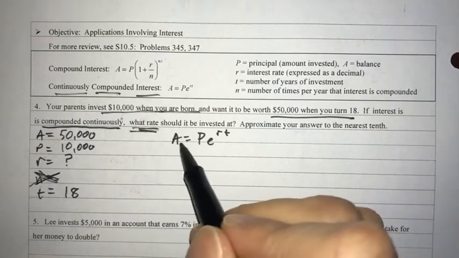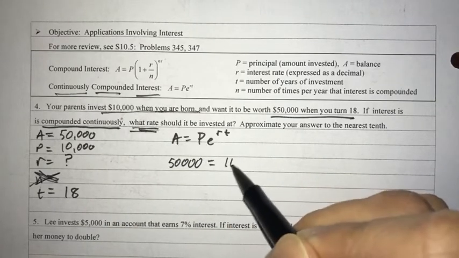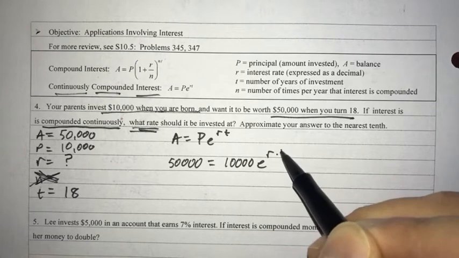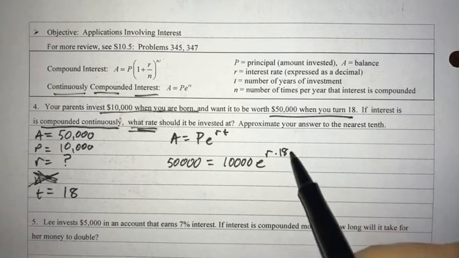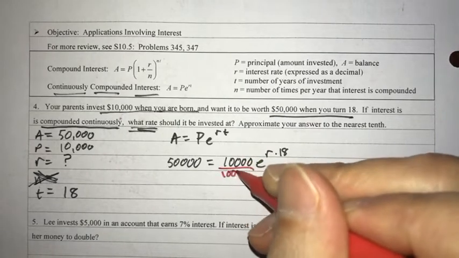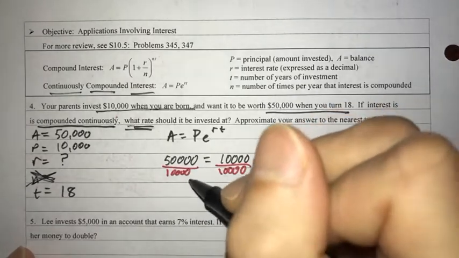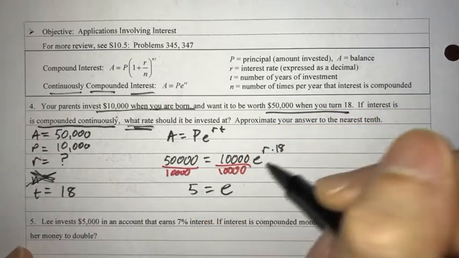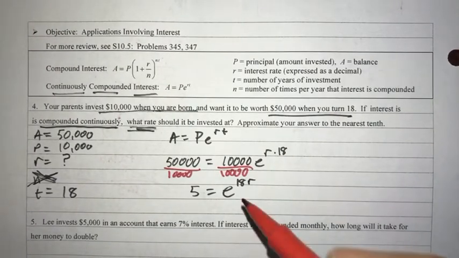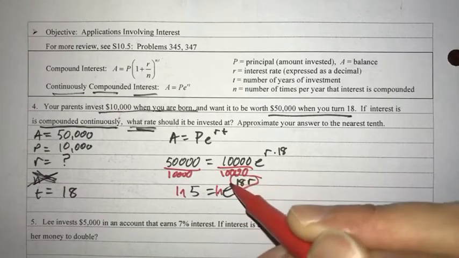Let's plug these in. A is 50,000. P is 10,000. E to the R, which we don't know what R is, but we do know what T is. It's 18. Again, I want to get this thing alone, right? So let me divide by 10,000. Well, 50,000 divided by 10,000 is just 5. E to the, I'm going to switch these orders, 18R. Now that we have that alone, I'm going to do natural log on both sides, because that will allow this to come down front.